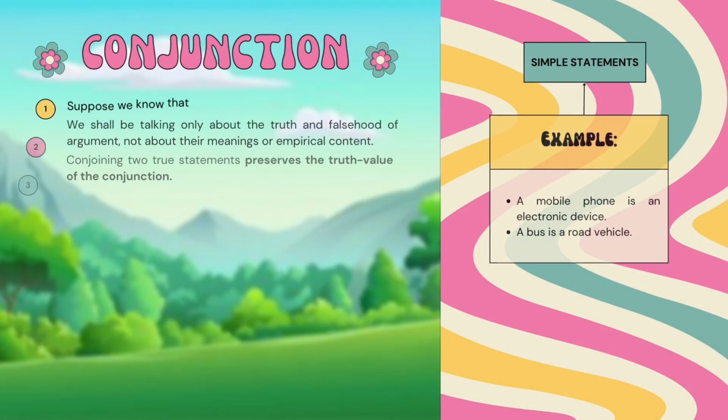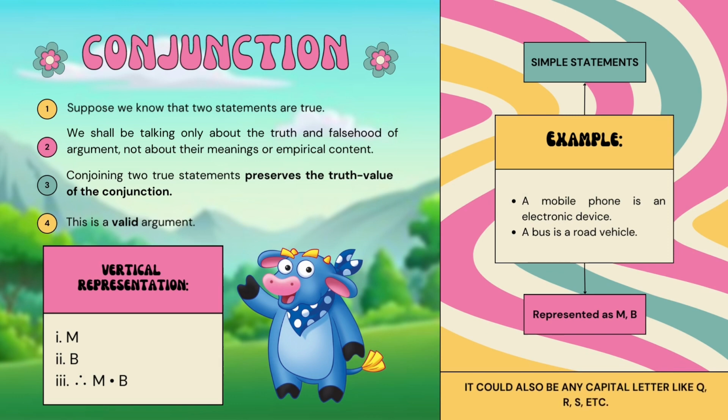Starting with conjunction, suppose we know that two statements are true. These statements may be any statements, unrelated. The only requirement is both statements must be true. So, let us consider a pair of two true statements. The first one is, a mobile phone is an electronic device, while the second one is, a bus is a road vehicle. Let us represent the two statements as M and B respectively. You can conjoin M and B because conjoining two true statements preserves the truth value of the conjunction. This valid argument is technically called a conjunction.